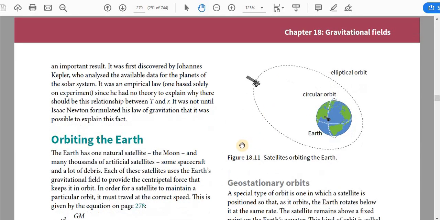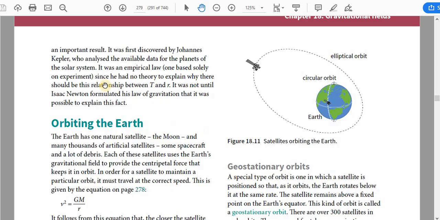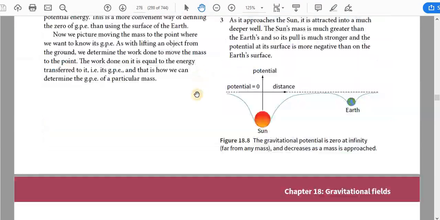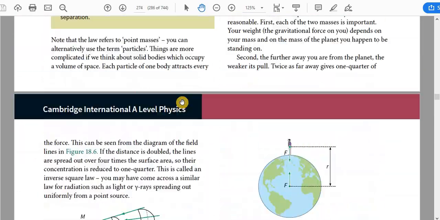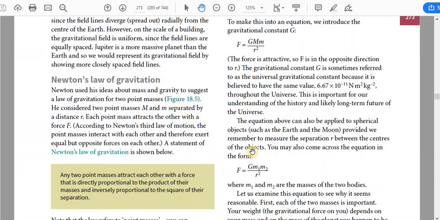This is an important result. It was first discovered by Johannes Kepler, who analyzed the available data for the planets of the solar system. It was an empirical law, one based solely on experiment, since he had no theory to explain why there should be this relationship between T and r. It was not until Isaac Newton formulated his law of gravitation. So you know the law of gravitation equation, F is equal to Gm1m2 over r². Okay, this one.